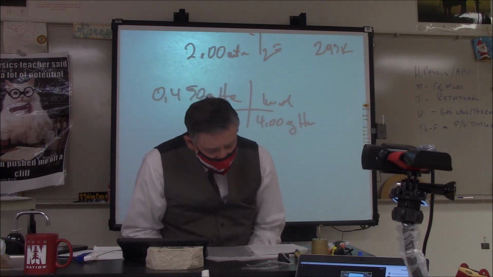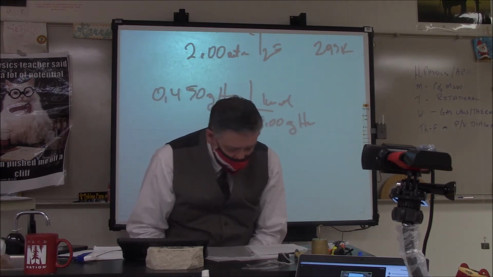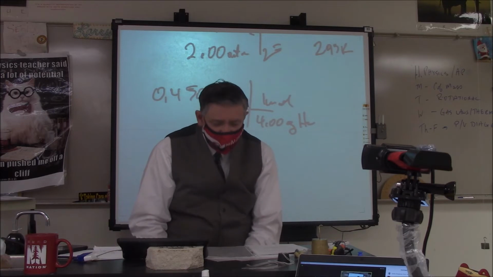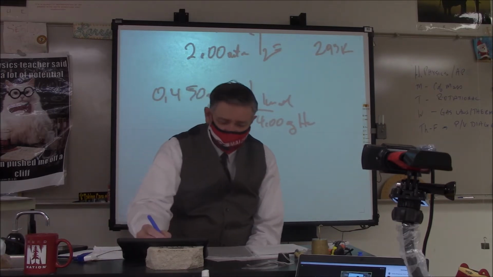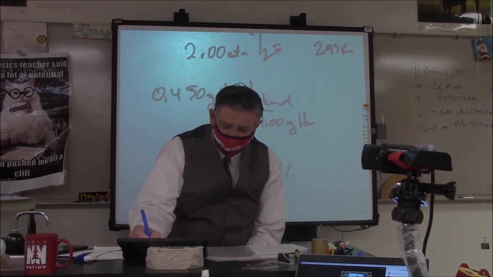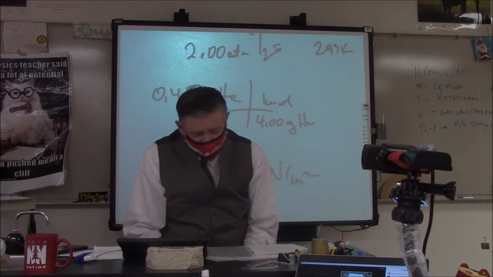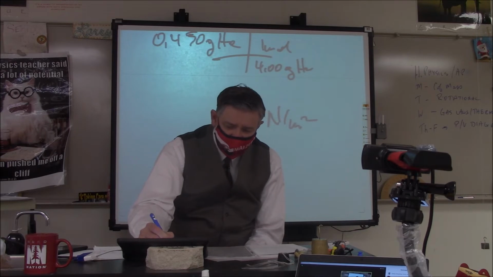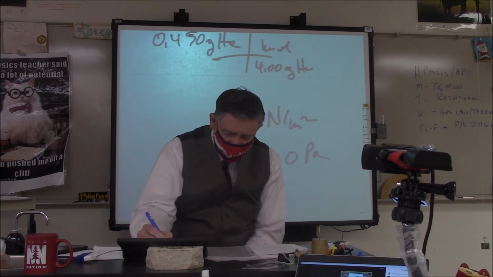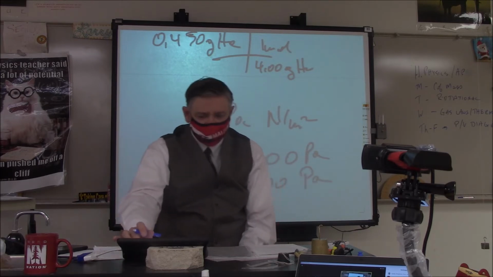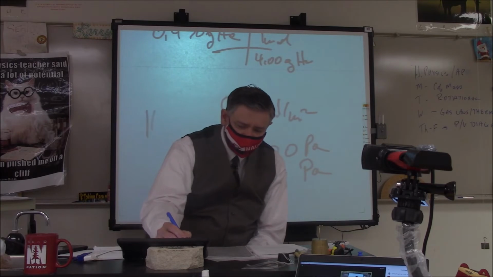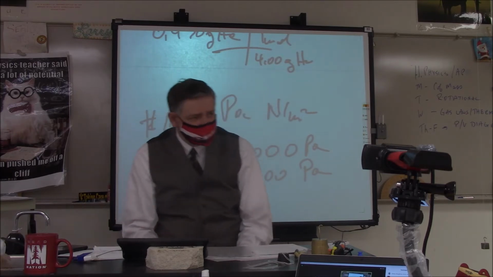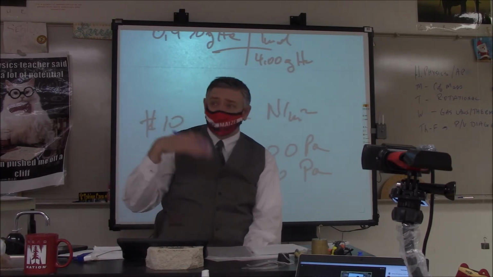So if all goes well on that one on number 10, you can either have pascals or newtons per square meter, it doesn't make any difference. They're the same thing. So on 10A, the first answer is around 1,000 pascals, and then the second one is around 400 pascals. Okay, so on number 10, that's kind of where your answers should be, which is really, really low, okay?